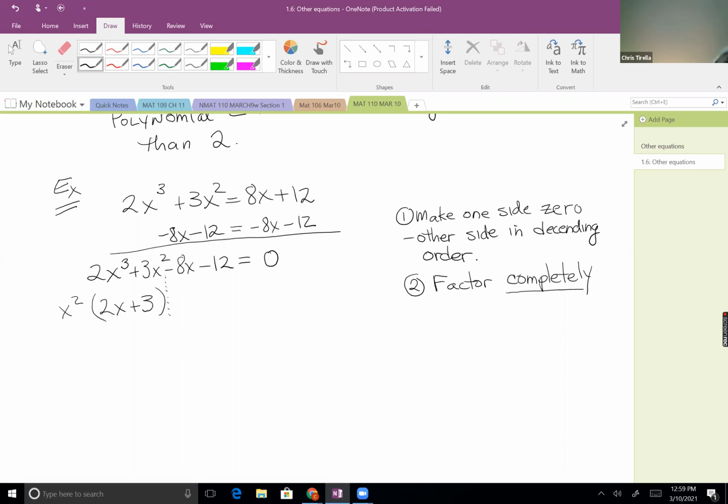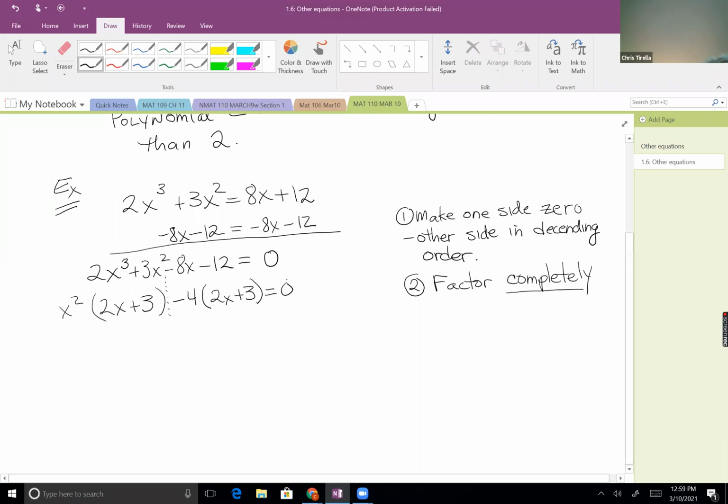Let's do that same thing again, but with the back half of the problem. As I look at that minus 8x minus 12, is there anything common to negative 8x and negative 12? -4. Beautiful. And when I divide that -4 out, I'm left with 2x plus 3. And woohoo, the magic happened.